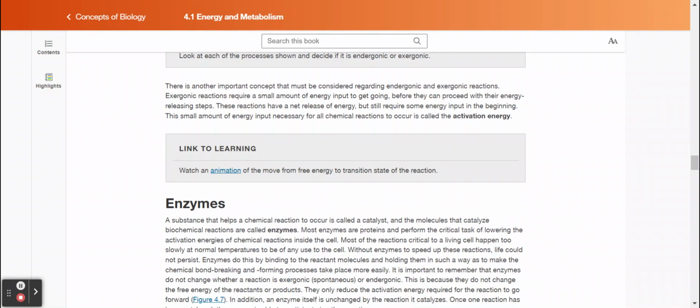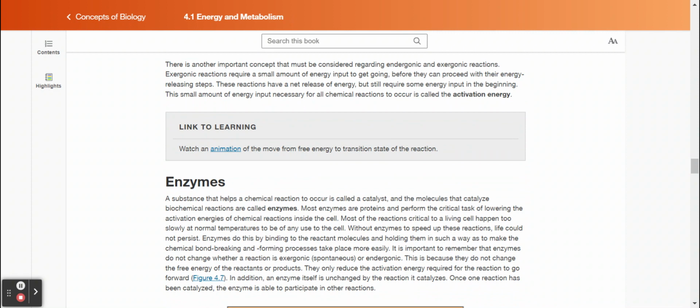There is another important concept that must be considered regarding endergonic and exergonic reactions. Exergonic reactions require a small amount of energy input to get going before they can proceed with their energy releasing steps. These reactions have a net release of energy, but still require some energy input in the beginning. This small amount of energy input necessary for all chemical reactions to occur is called the activation energy.